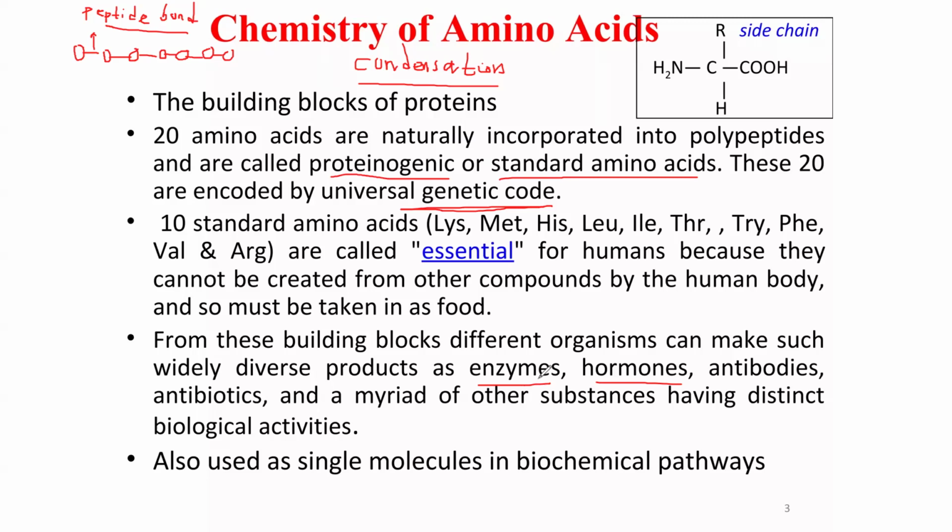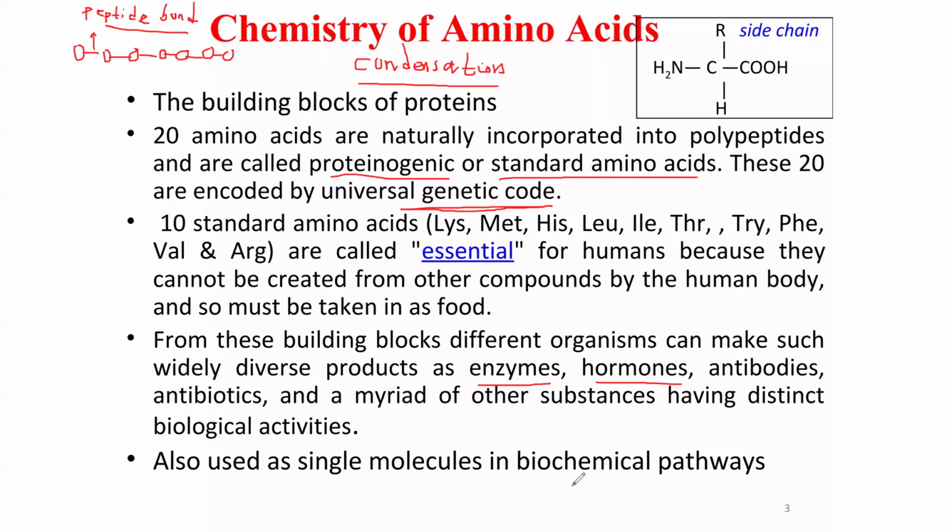Also antibiotics. What are antibiotics? Antibiotics, of course, are compounds or molecules that are used to kill microorganisms. Some of these antibiotics are proteins, which means that they are products of amino acids. So they have distinct biological activities in the body. They are also used as signal molecules in biochemical pathways.